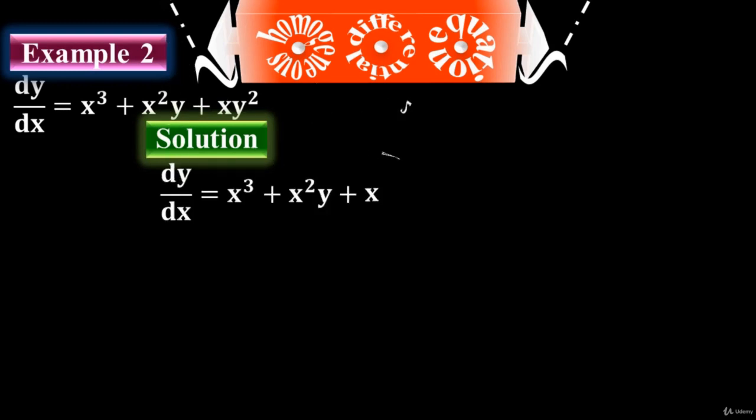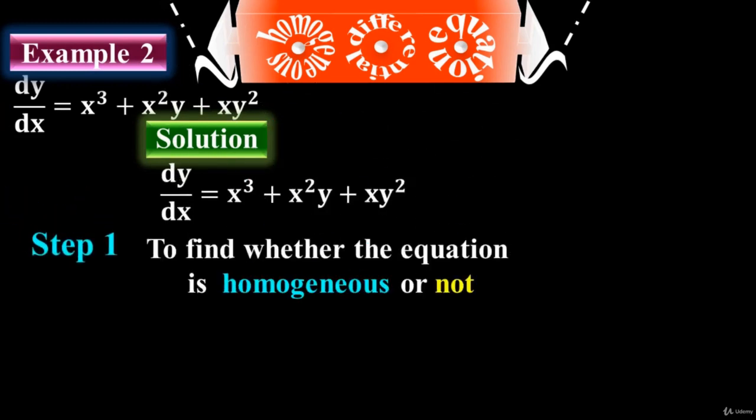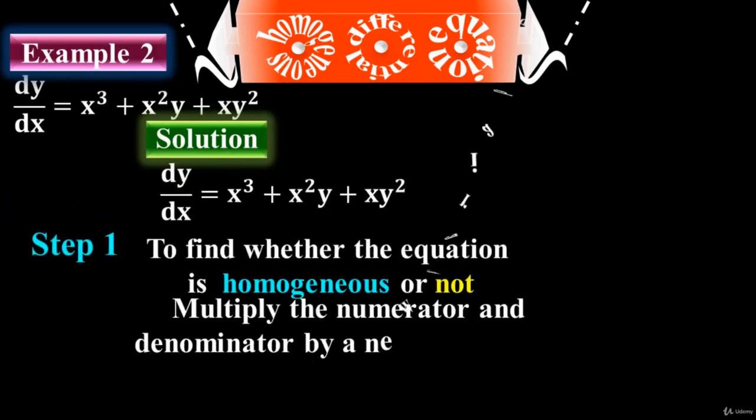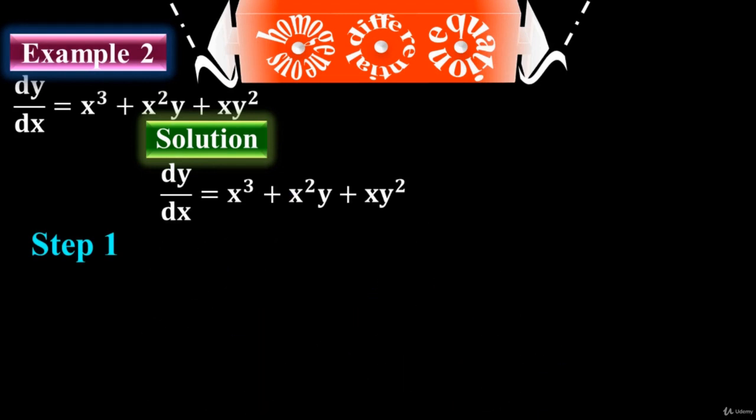Let me do one more tutorial. Example number 2: dy/dx equals (x cubed plus x squared times y plus x times y squared) over x cubed. Solution. Step 1. To find whether the equation is homogeneous or not, multiply the numerator and denominator by a new variable t. Do the same process.